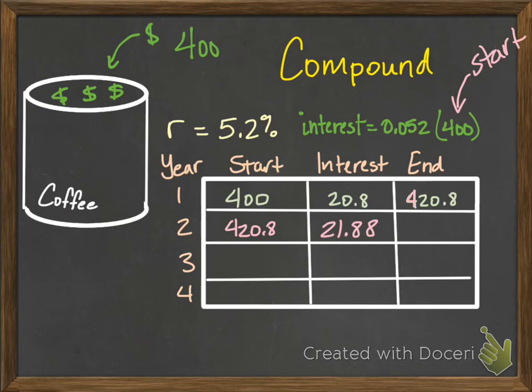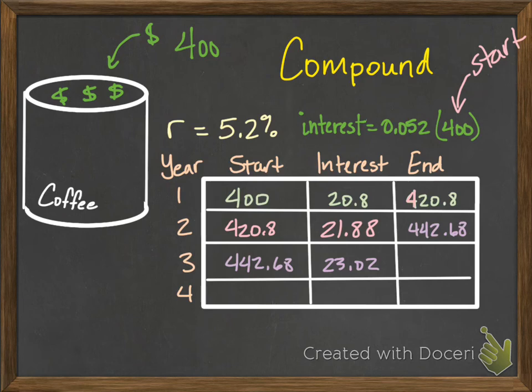So, okay, 420.80 plus 21.88. So my new total is 442. Let me make this a different color so we could track this. Okay, 442 and 68 cents. So, okay, that's my end value for year 2. For year 3, that becomes my start value. So 442.68. Now my interest is going to be on that. So I go 0.052 times 442.68. So now I'm earning $23.02, 23.02. So it's going up every single time.